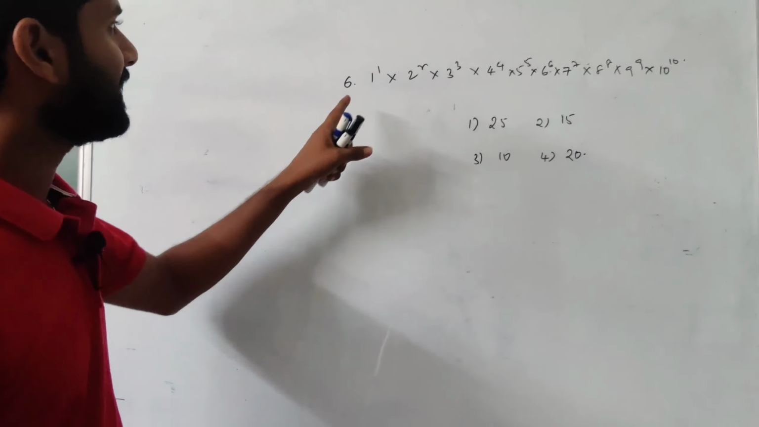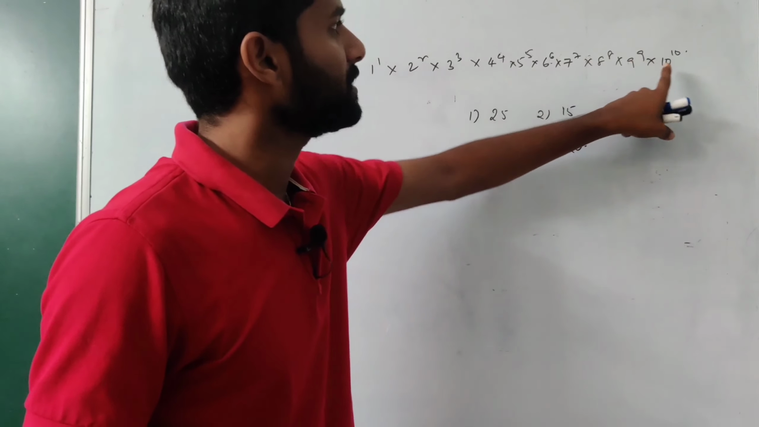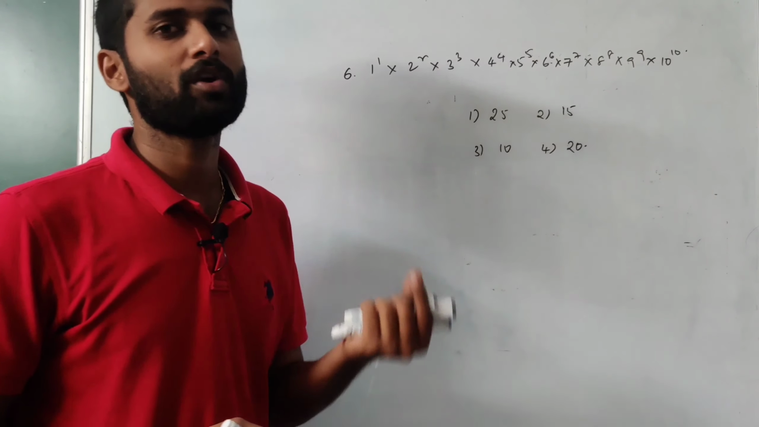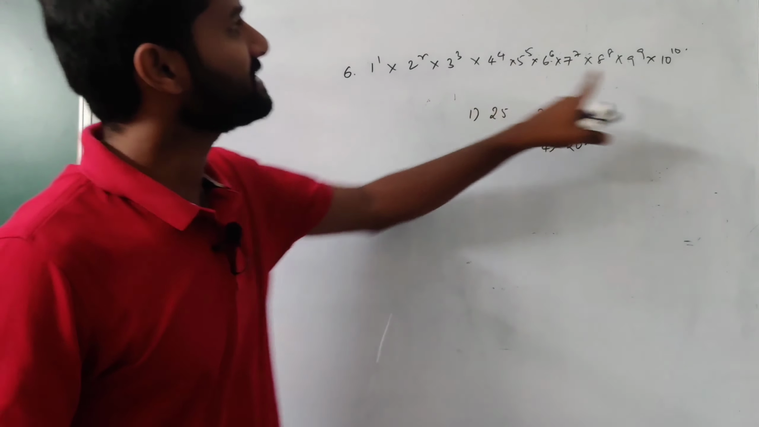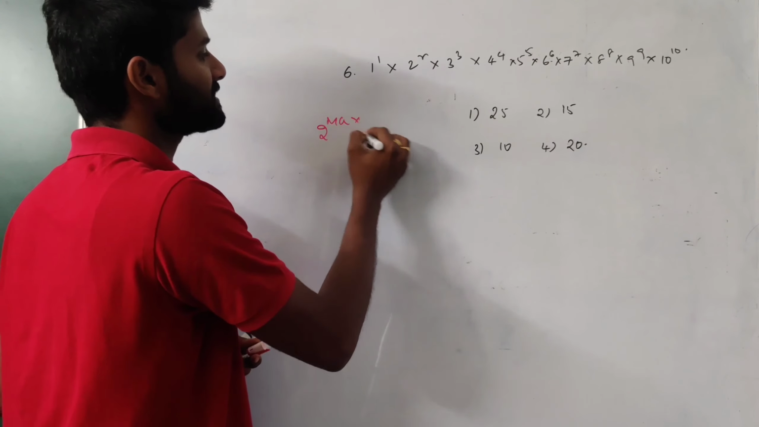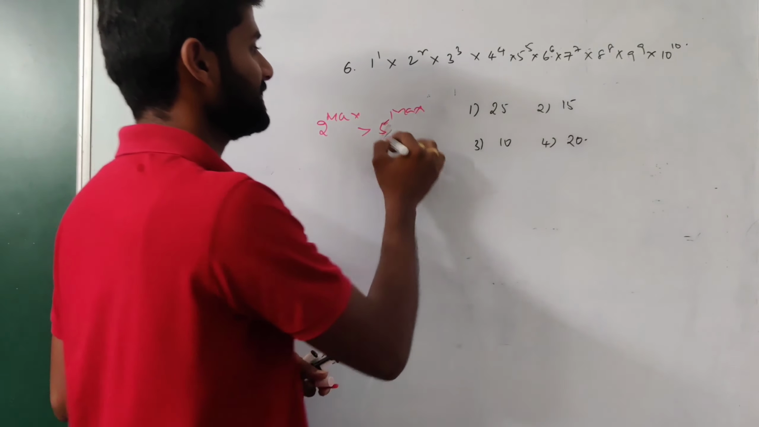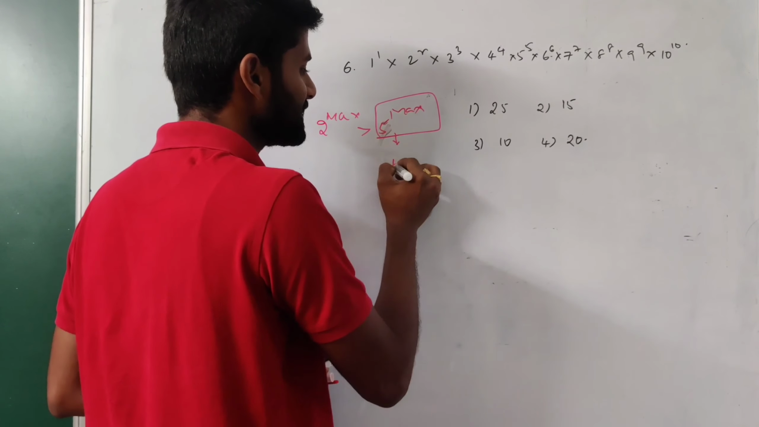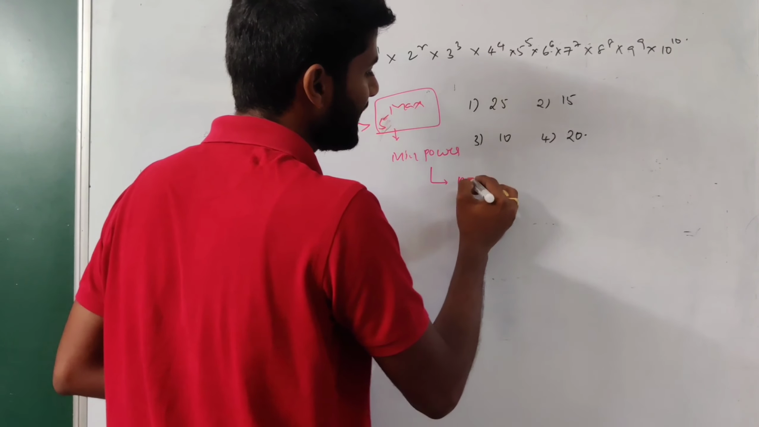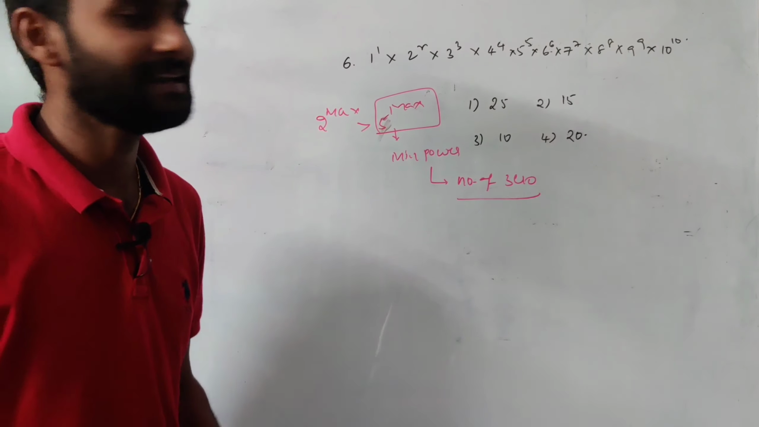See, same thing. Find the number of zeros in 1 power 1 into 2 power 2 into 3 cube into 10 power 10. So we already know that the number of zeros depends on the number of 2's and the number of 5's. So in this expression, the maximum power of 2 is always greater than the maximum power of 5. It means the 5 has the minimum power, so the minimum power decides the number of zeros. This is the concept for entire trailing zeros.